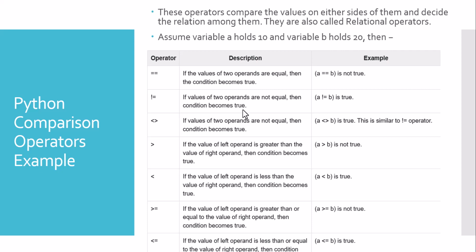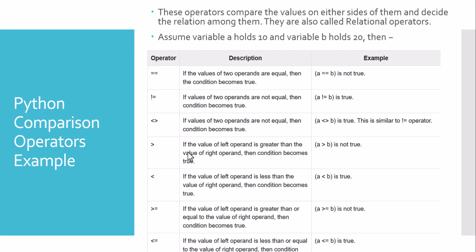Like see, 10 not equal to 20, right? 10 is not equal to 20, then it is giving true. It is similar to the not equal to operator. If the values of the two operands are not equal, then the condition becomes true. Like see, if a and b, using that operator, 10 is not equal to 20, then it is true.